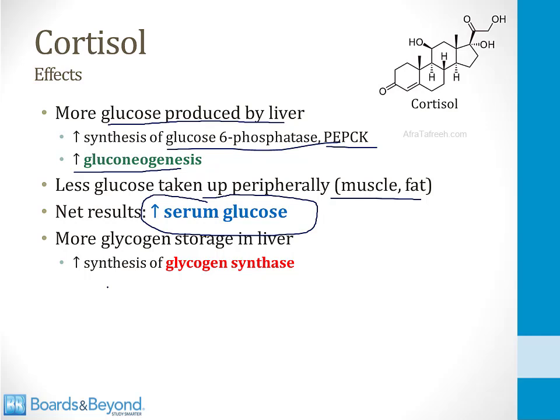This also has clinical implications for patients who are in a chronically high cortisol state. They often have hyperglycemia. Another effect of cortisol has to do with glycogen. It leads to more glycogen storage in the liver by increasing the synthesis of glycogen synthase. This effect is somewhat offset, however, by the fact that cortisol enhances the effectiveness of the hormone glucagon, which leads to glycogen breakdown, and we'll talk about cortisol's effect on glucagon in a minute.